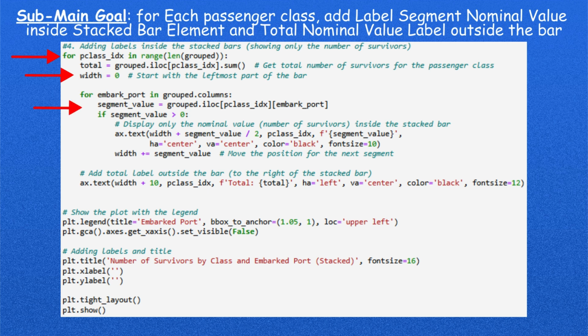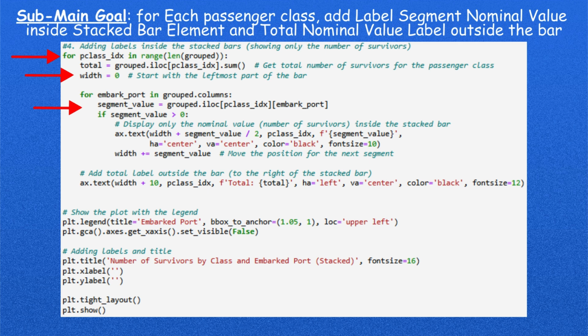Second, for each embarkation port, Cherbourg, Queenstown, Southampton, we calculate how many survivors came from that port for the current class. If there are any survivors, where the segment value is greater than 0, a label showing the number of survivors is placed inside the corresponding segment of the stacked bar. The label is positioned at the center of each segment to ensure readability.